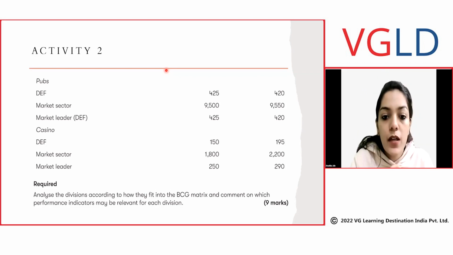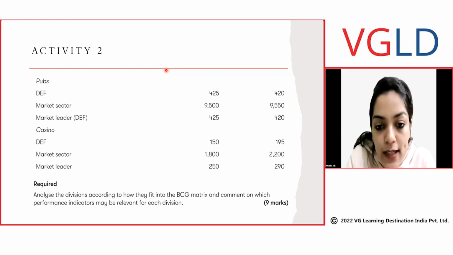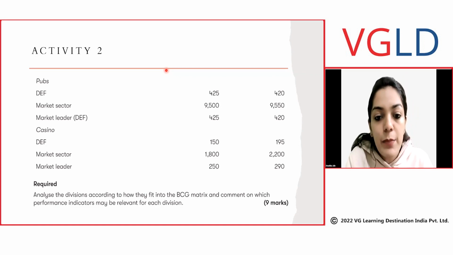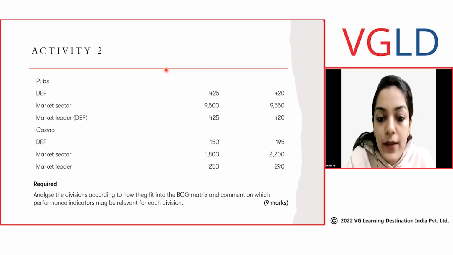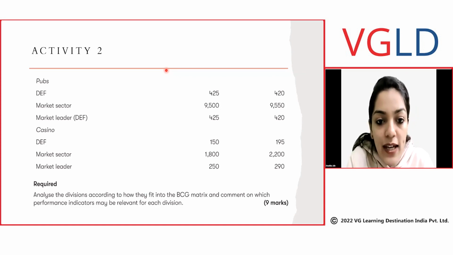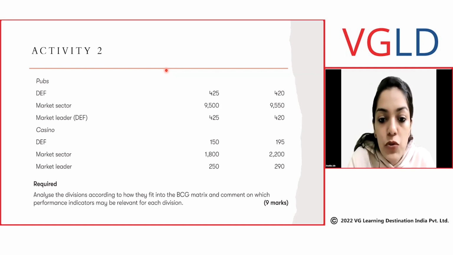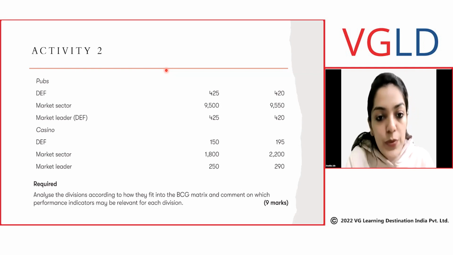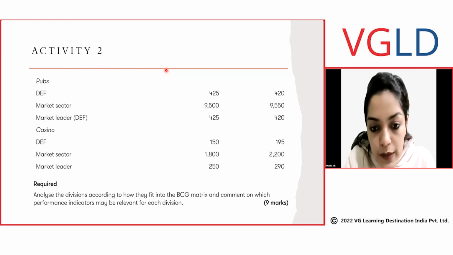Okay. Pub, she says, is a cash cow and is the market leader with high relative market share of more than 1 in low growth markets of 0.5%, and metrics in low growth markets should focus on margins and cash generation, and the company should focus on cost control to preserve the profit. Okay.